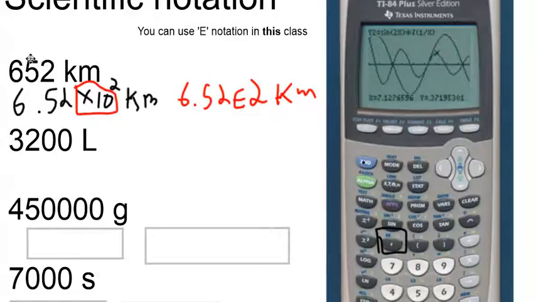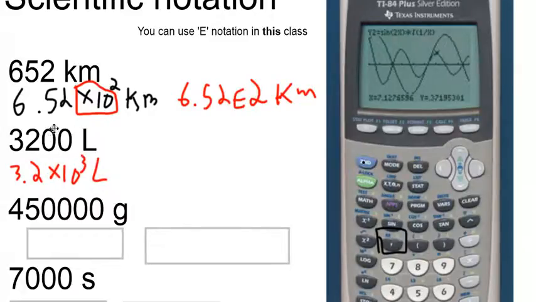You also want to make sure you keep in mind the number of significant digits. 652 kilometers has 3 significant digits, so that means even when we convert it to scientific notation, we need to make sure we have 3 significant digits. If we look at 3,200 liters, scientific notation would just be 3.2 times 10 to the third liters.